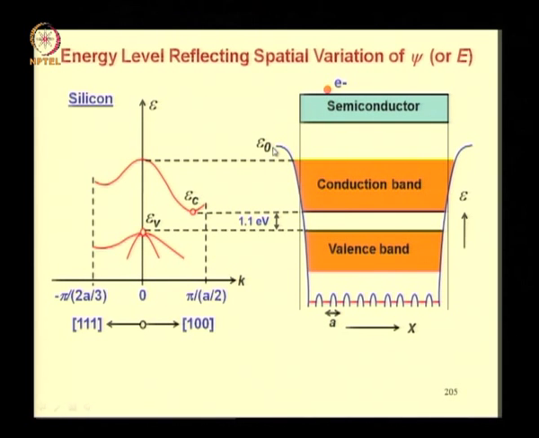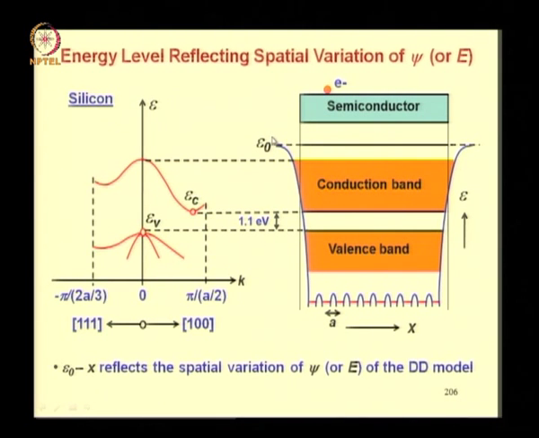So this E naught, you recall from the previous lectures, is the vacuum level. That means it corresponds to an electron which has been moved from the semiconductor outside into the vacuum, but it is touching the semiconductor surface. So that is the energy level E naught.